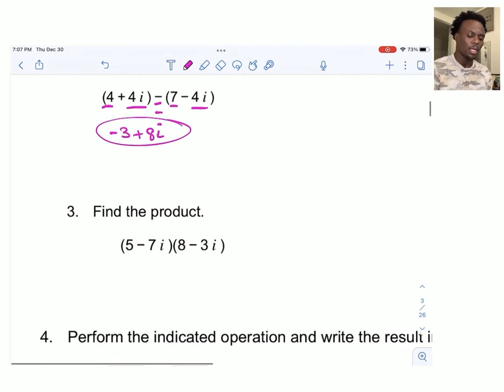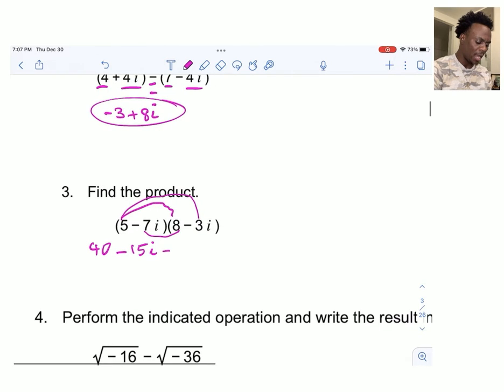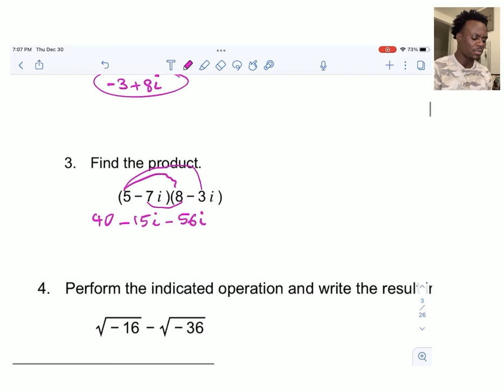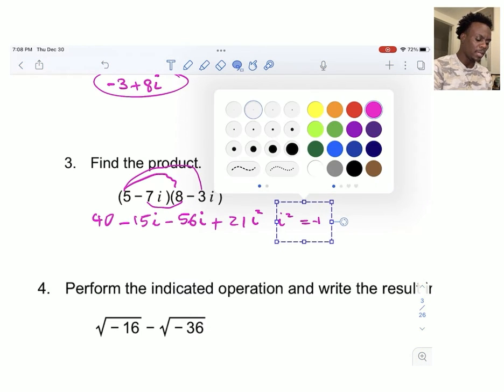Now, how do we perform the multiplication? Same thing, you do FOIL. So that's going to be 5 times 8, 40. 5 times negative 3i, negative 15i. Negative 7i times 8 is negative 56i, and negative 7i times negative 3i is positive 21i squared. But we don't want to forget that i squared is always to be replaced by negative 1.